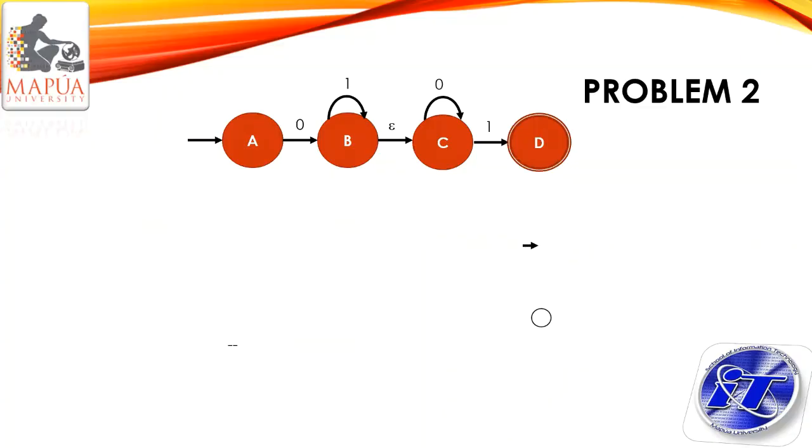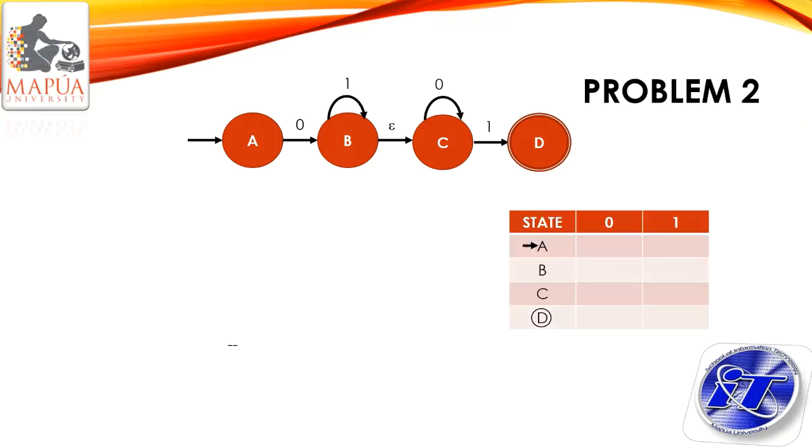So we have four states: A, B, C, D. D is the final state. A is the initial state. 0, 1 is the alphabet. And we need to fill this up to determine the NFA equivalent of this epsilon NFA.